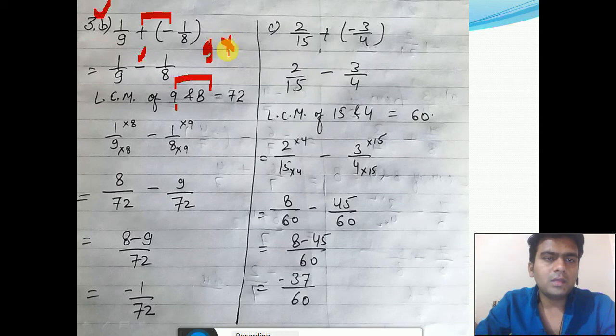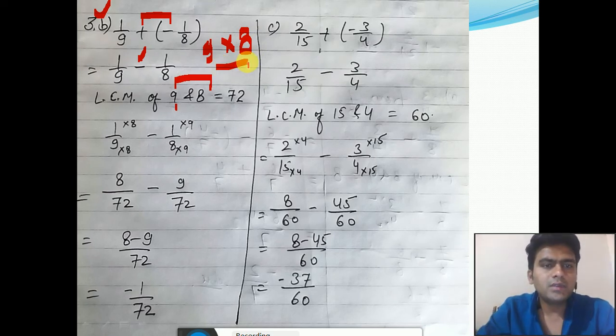So read the table of 9. 9 8s are 72, because 9 and 8 both do not have a common factor. So directly we can write the LCM by multiplying the numbers. So LCM is 72. So to make 72, multiply by 8, denominator as well as numerator, and here also the denominator is 8, so multiply this by 9.